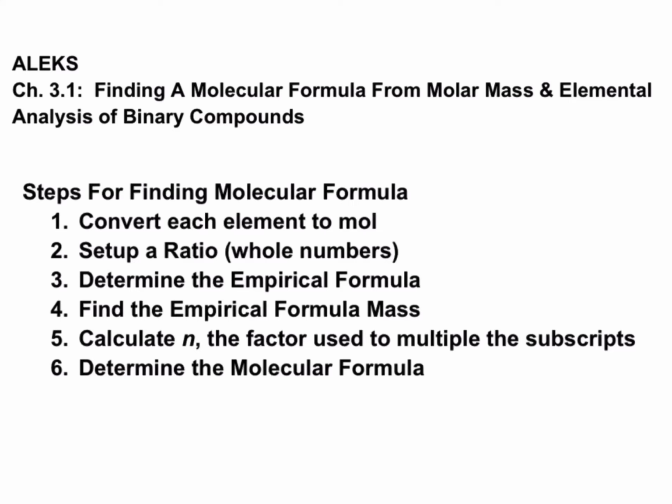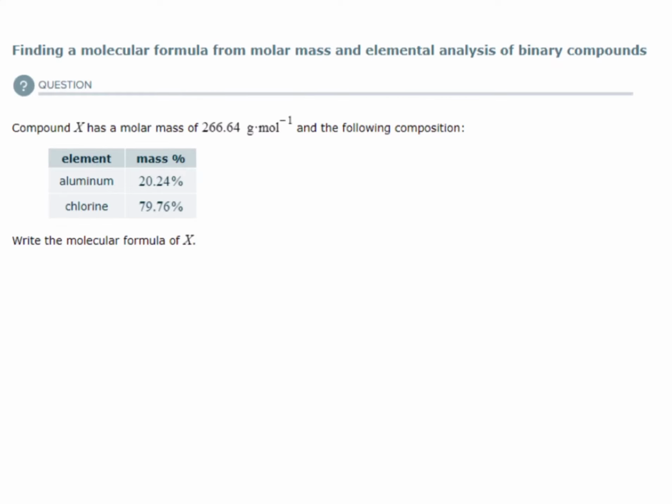Once we have the empirical formula, we can go ahead and find the empirical formula mass, and then calculate n, which is the factor we use to multiply the subscripts. Once we have that, we can go ahead and determine the molecular formula. Let's take a look at an example that comes directly from ALEKS.